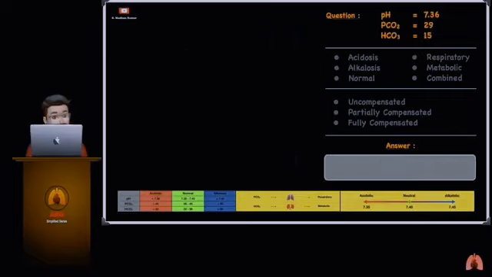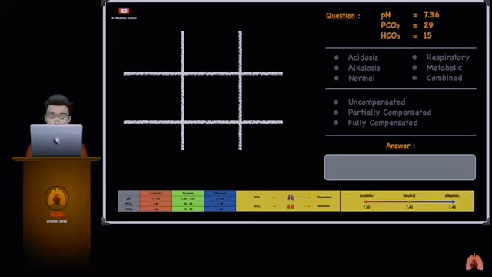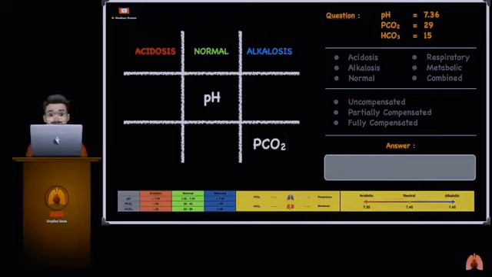In this example, the pH is 7.36, which is normal. So mark pH under normal column. PCO2 is 29, which is alkalotic. So mark it under alkalotic column. HCO3 is 15, which is acidotic. So mark it under acidosis column. As we can see, pH is normal and the other two values are abnormal. So it is fully compensated.